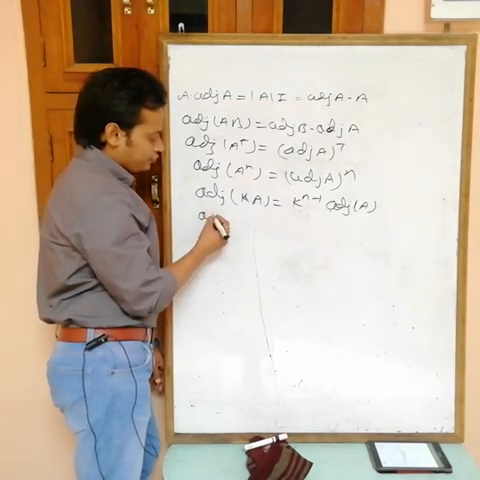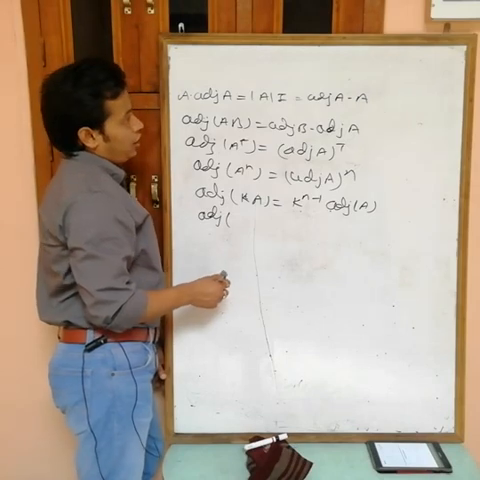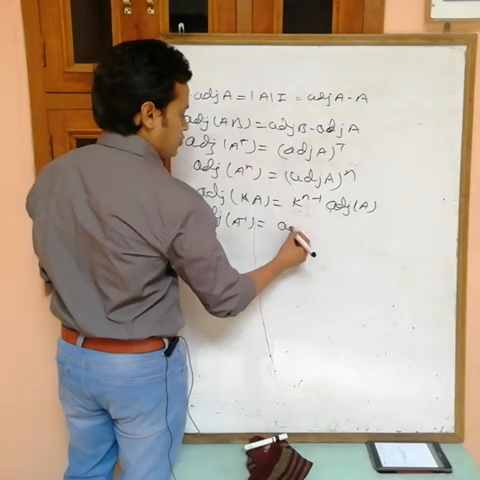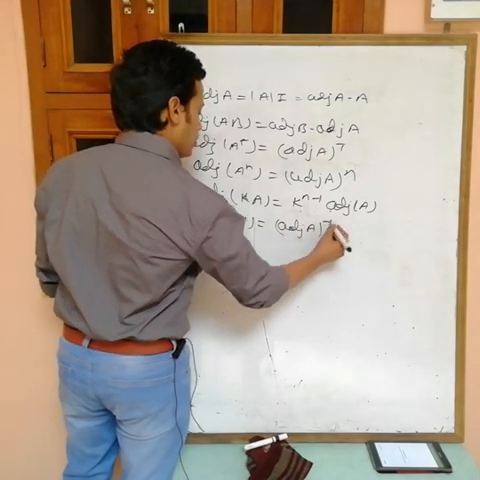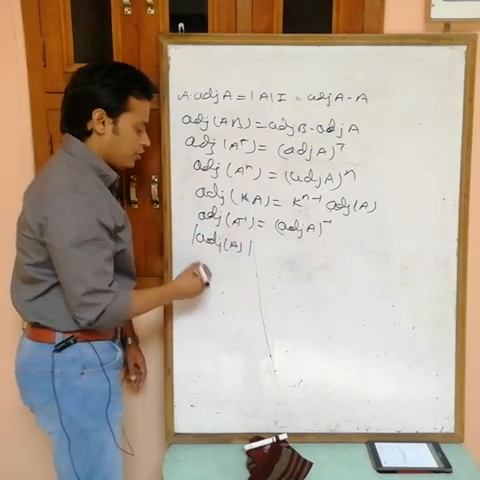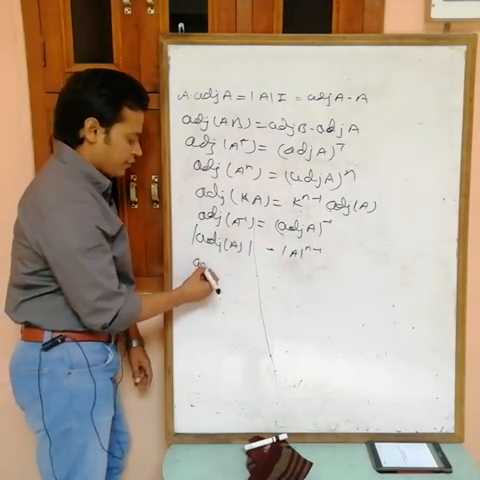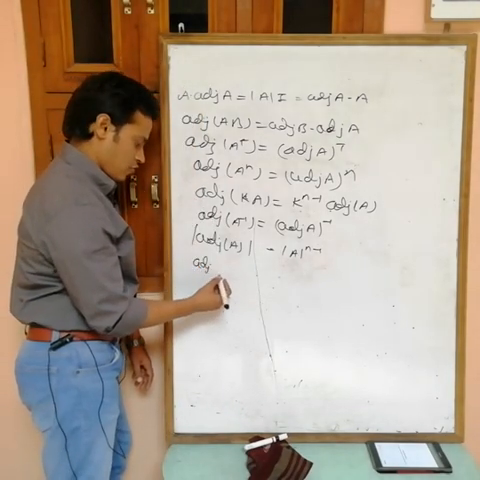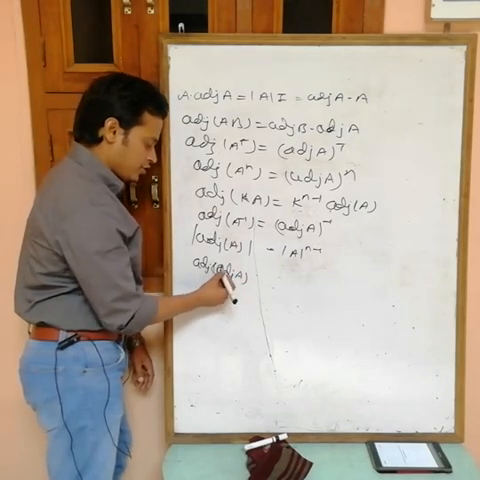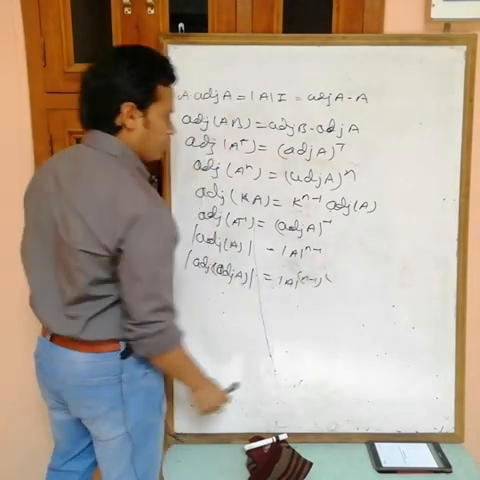Adjoint of A inverse is equal to adjoint of A whole inverse. Determinant of adjoint A is det A power n minus 1. Determinant of adjoint of adjoint A is equal to det A power n minus 1 whole square. Okay, like this.